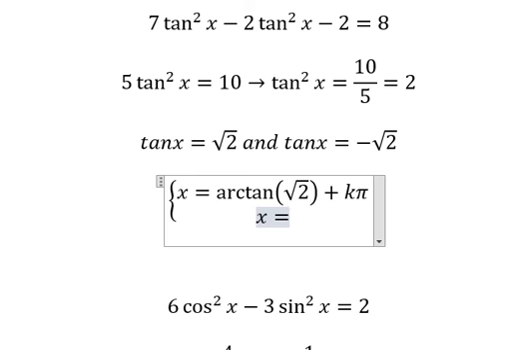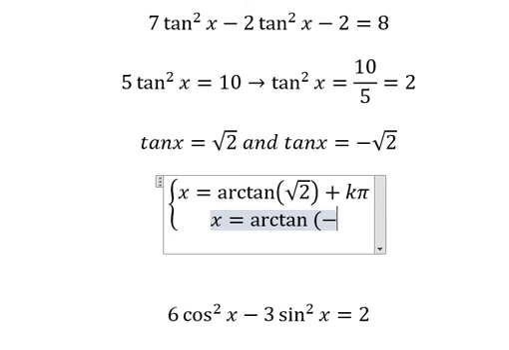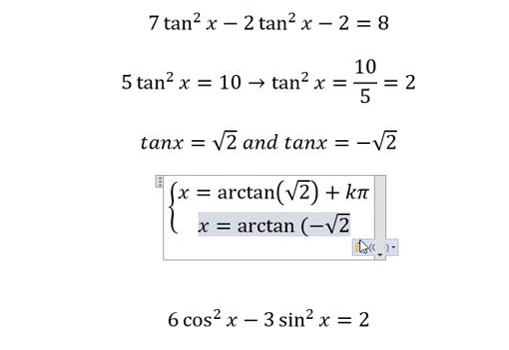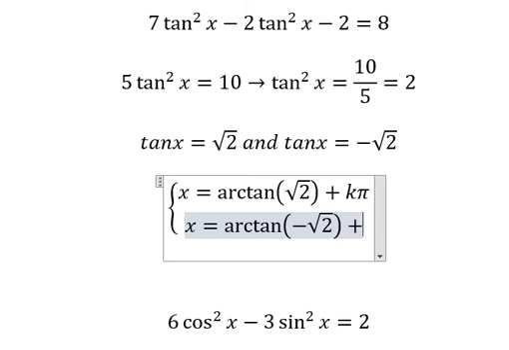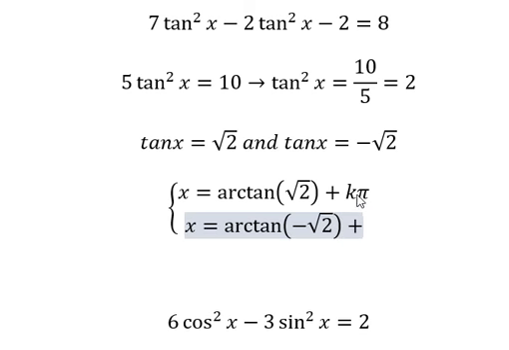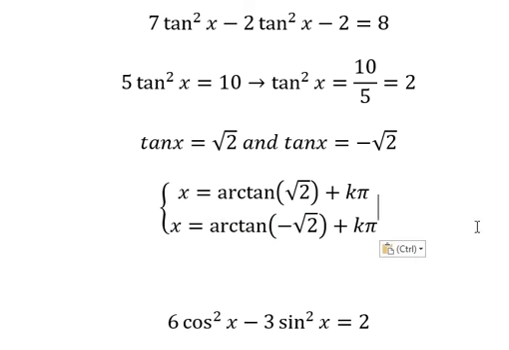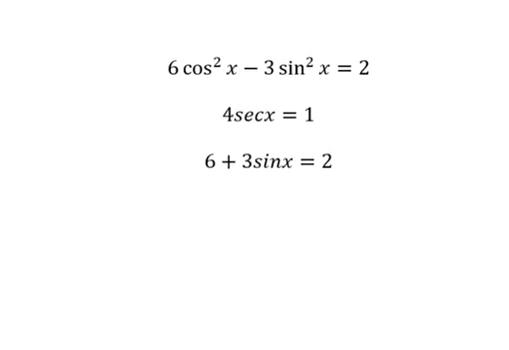x equal to arctan of negative the square root of 2, and we have k pi in here. Now let's go to the next one.